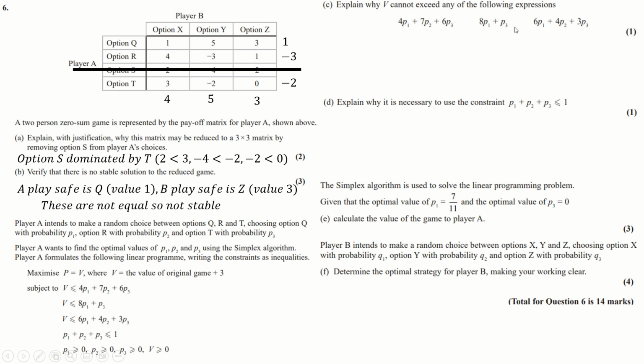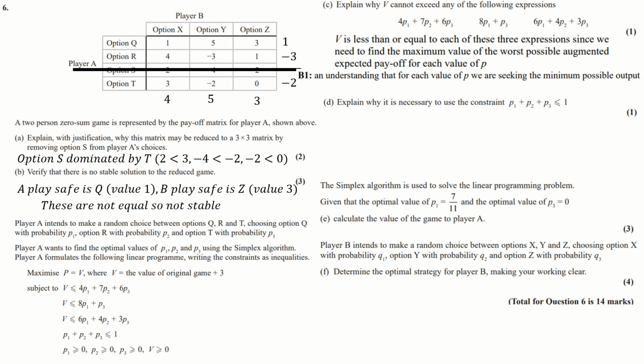Now, I've done something unusual for me. I've just copied the mark scheme. So this is what the mark scheme said. So you had to essentially find some way of saying that when we get the P's, which we will do at the end, we'll work out what all these V's are and we'll choose the minimum one. And that's why these signs are less than and why we can't exceed any of them.